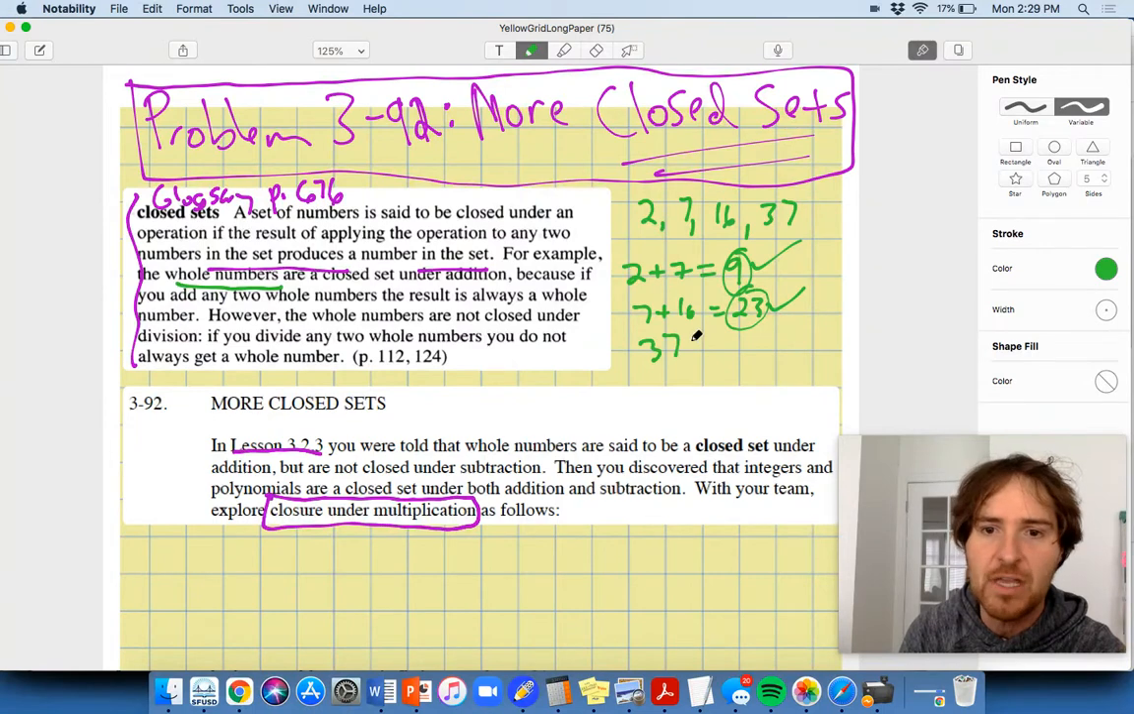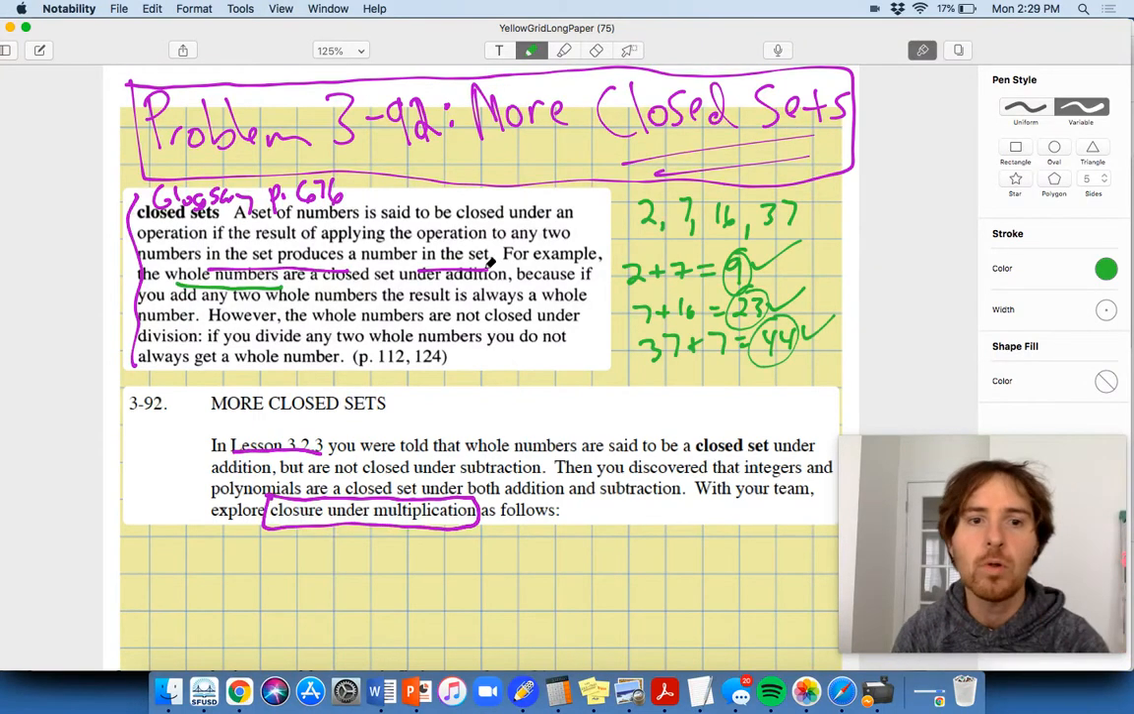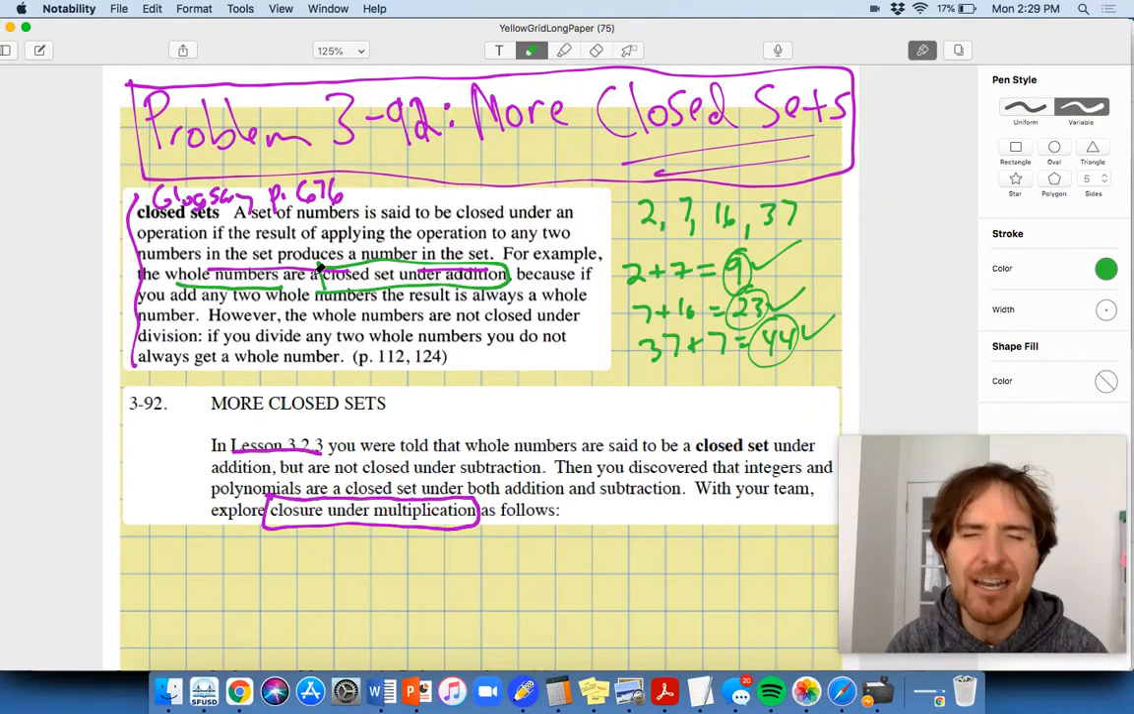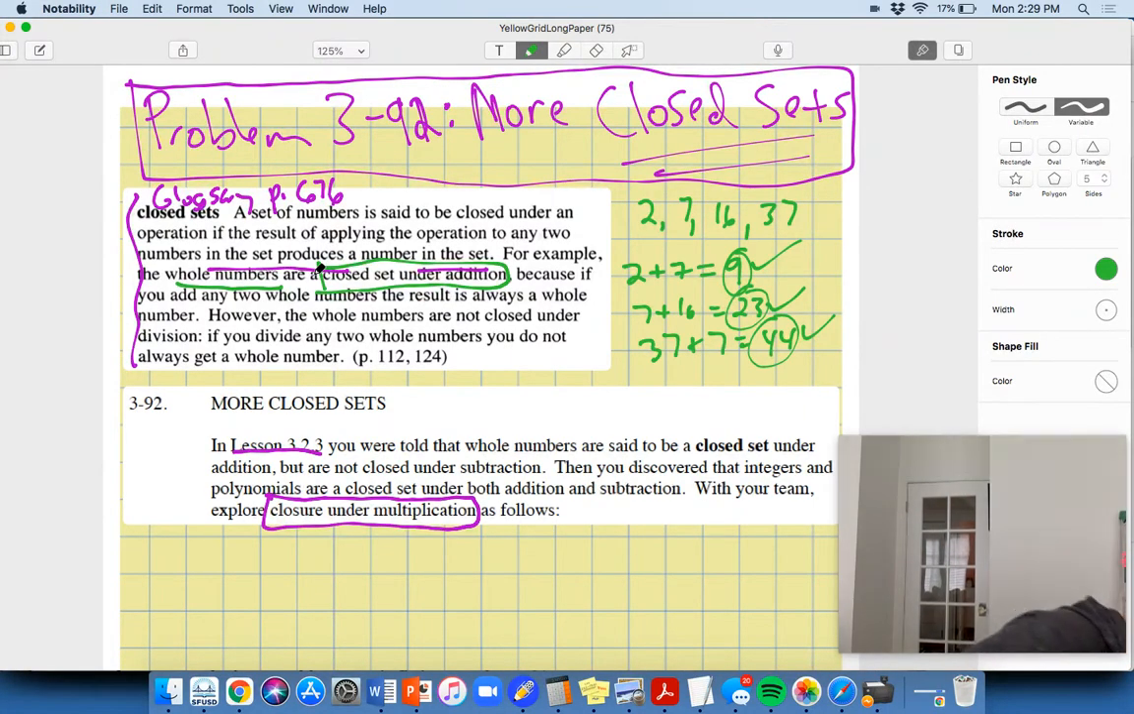I can take 37, I can add this 7 to it, gives me 44. Okay, so whole numbers are closed under addition, meaning that I take any two whole numbers, I add them together. What is my answer? It's always going to be a whole number. Okay, we don't need to say anything else about it. We don't need to say, well, whole numbers aren't good enough to describe my answers here.